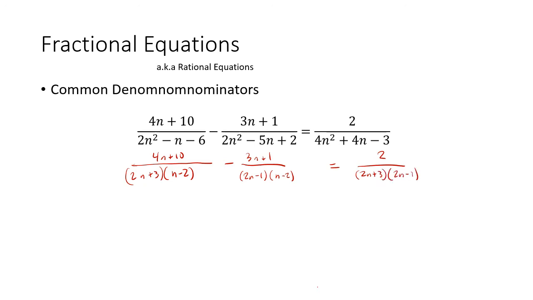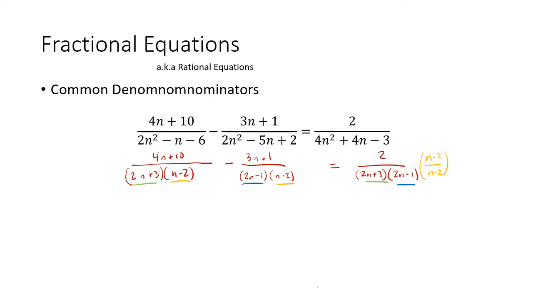So we can see then that in the denominators we have three things. We have 2n plus 3, okay, we have n minus 2, and we have 2n minus 1. So we need to multiply, all three of those things need to be in each denominator, which means we will have to multiply the right term by n minus 2 over n minus 2.